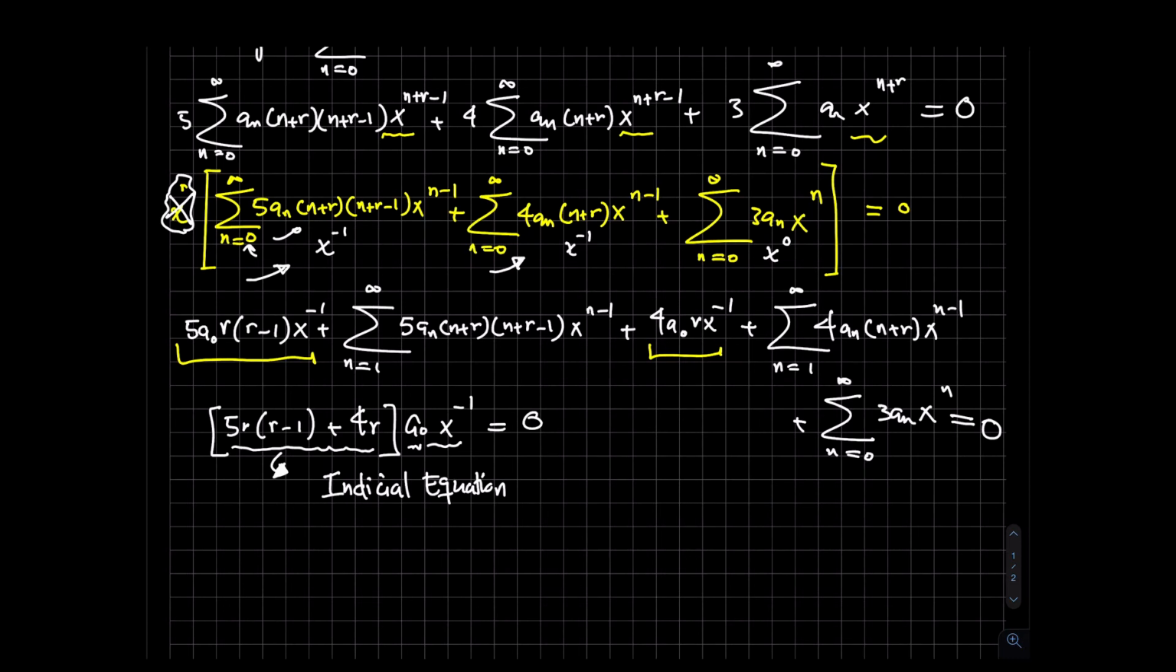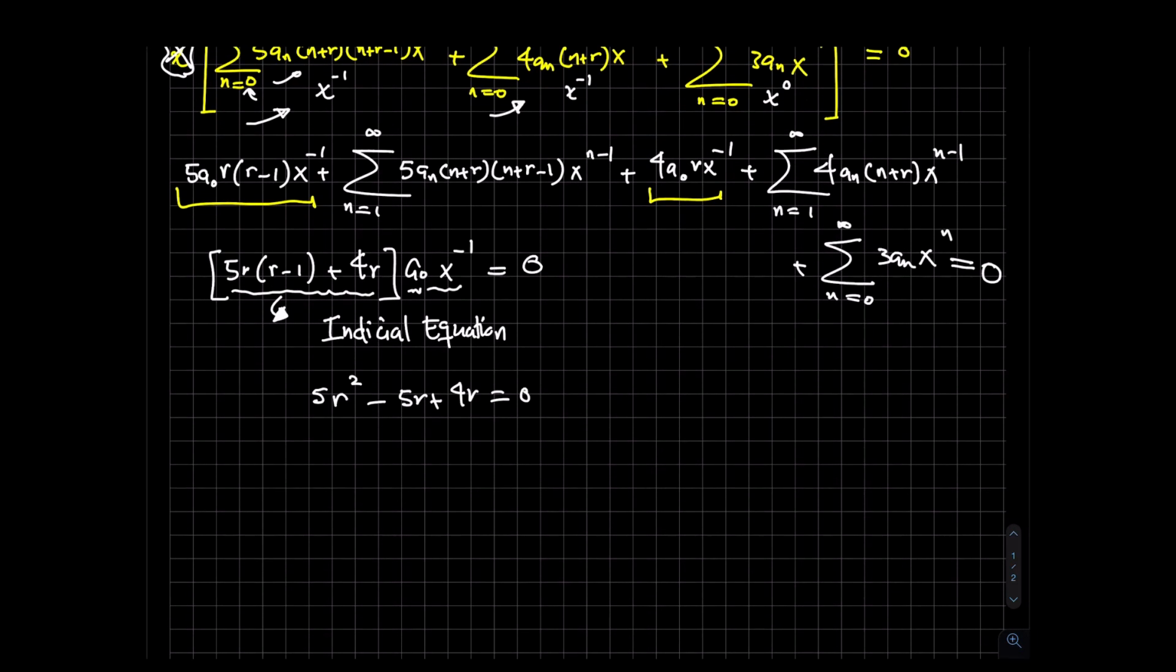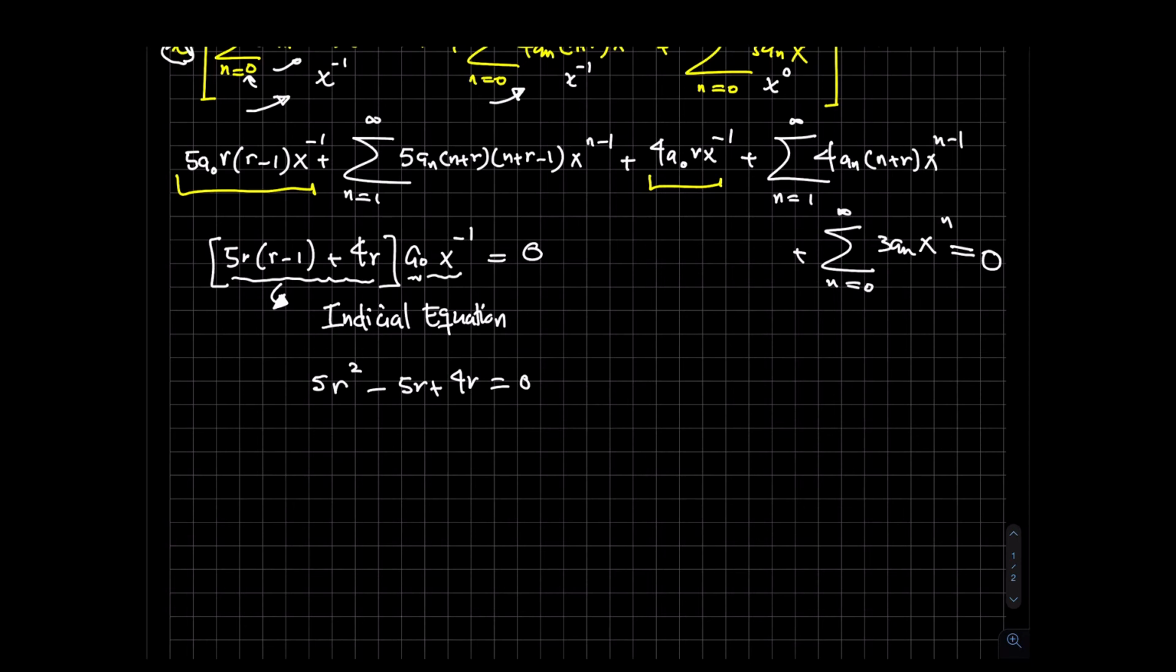Now, if I clean that up, I get 5r squared minus 5r plus 4r equal to 0. I haven't forgotten about my power series. I'm just trying to get this out of the way. So I have 5r squared minus r equal to 0. So if I factor out the r, my r's are 0 and 1/5. So r equals 0 and 1/5. So those are my two r values, initial roots.